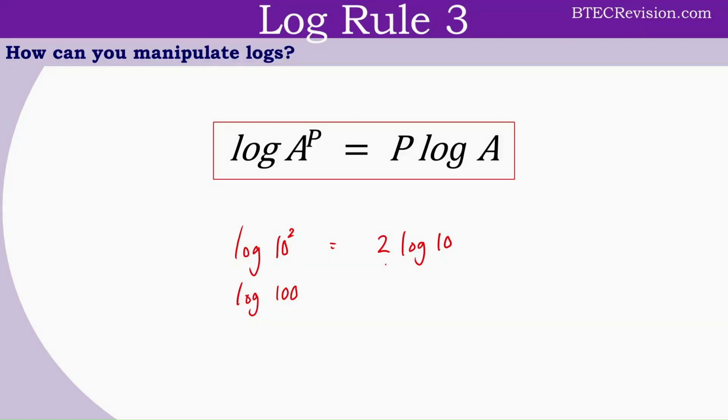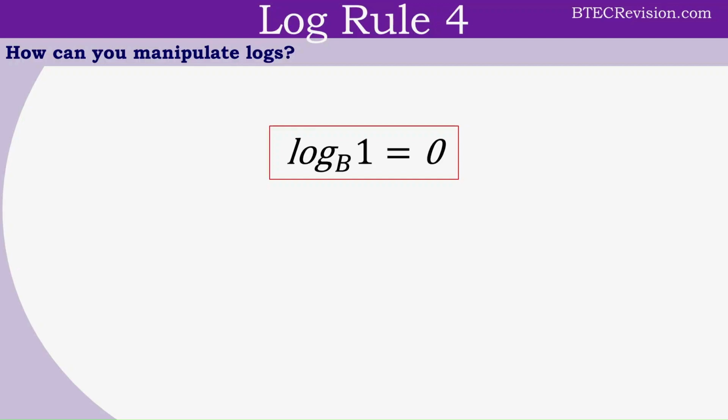Writing the equation in reverse, we can say 10 log 2 is equal to log 2 to the power of 10. For the fourth rule, we can say that log to any base of the number 1 is always equal to 0. To understand this rule better, we can write this in exponential notation. So we can write this as base to the power of 0 is equal to 1. And any number to the power of 0 is always going to be equal to 1.